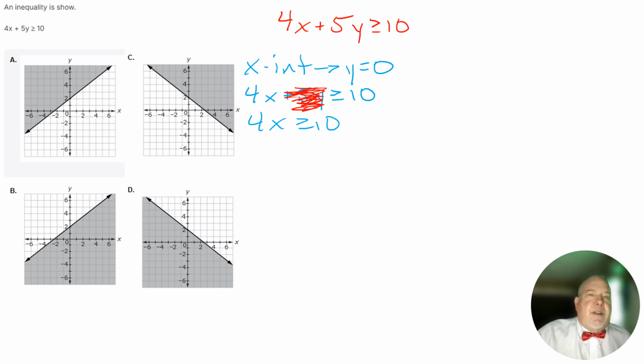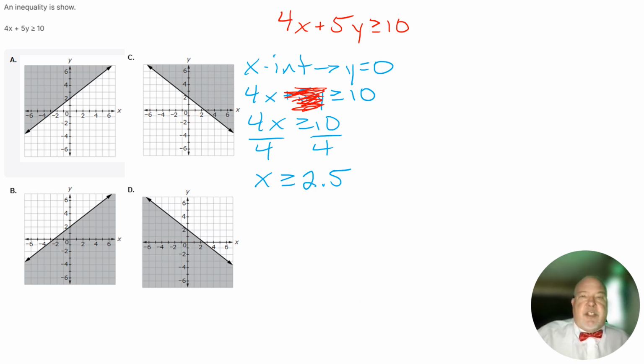I'm going to solve this by dividing both sides by 4. And what I get is x is greater than or equal to 2.5. So this crosses the x-axis at 2.5. So let's look at the x-axis. This has an x-intercept that's negative 2.5. This one too. So this has an x-intercept of 2.5. This one has an x-intercept of 2.5. So it's either C or D. Now, if I look at the y-intercept, these both have a y-intercept of 2. So I'm guessing the y-intercept is 2.